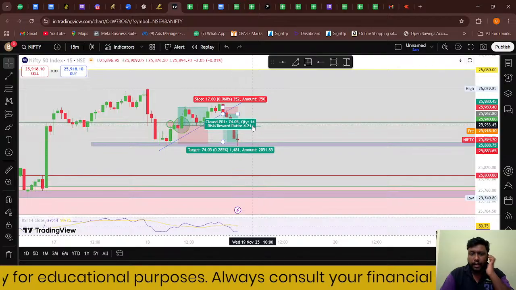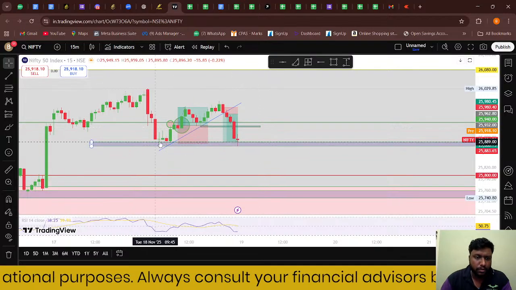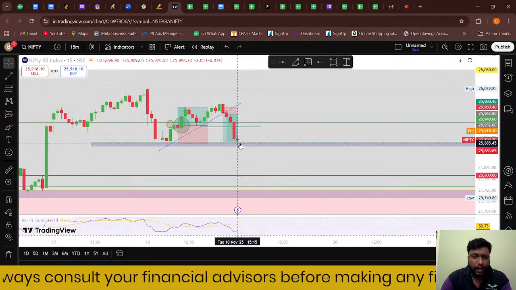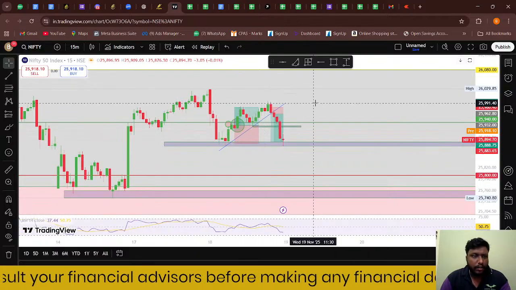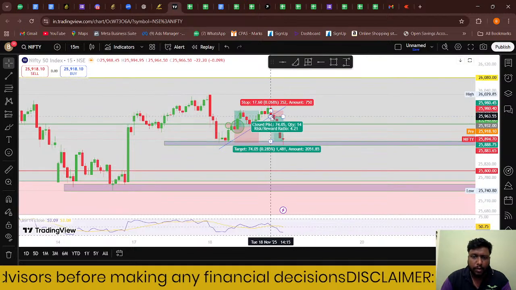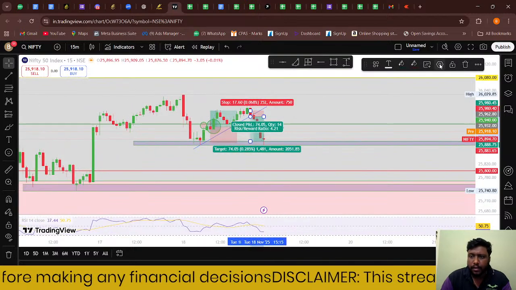If you see yesterday, it took both the liquidity zones. So yesterday at the opening, this zone was also retested and reclaimed by Nifty in the second session. So you can see a proper breakout from here.